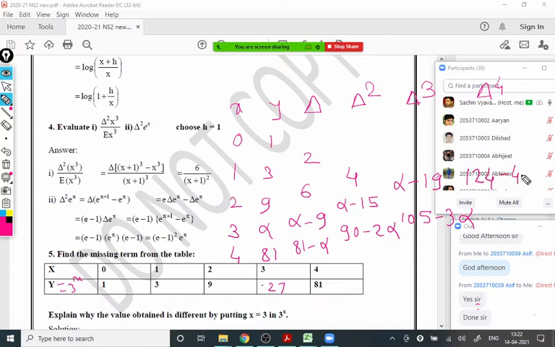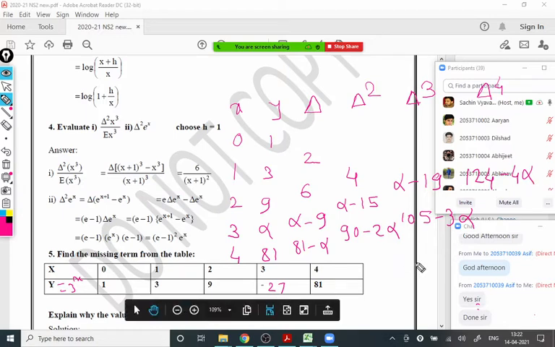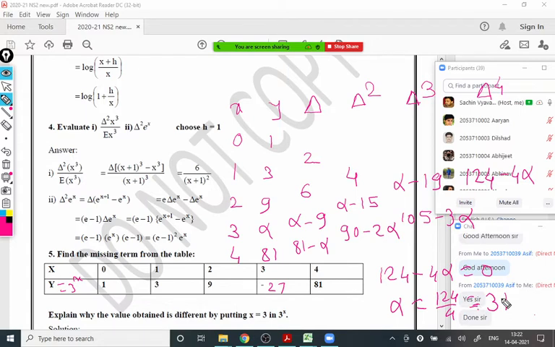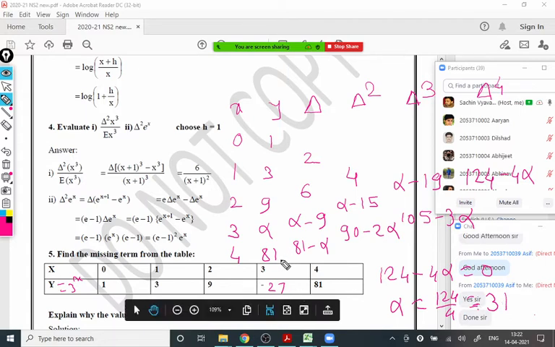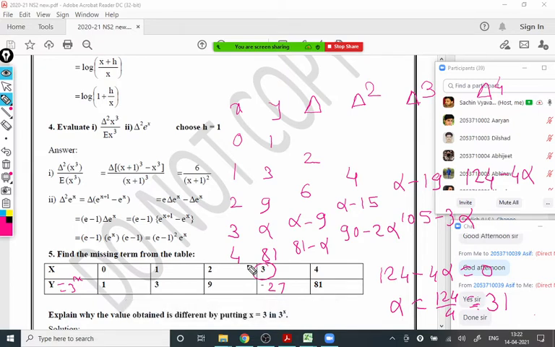124 minus 4 alpha. As we are reaching the last difference, keep that as 0 always. So 124 minus 4 alpha is 0. Solving for alpha, you get 124 upon 4, which is 31. So 31 is the approximate value of y when x is 3.